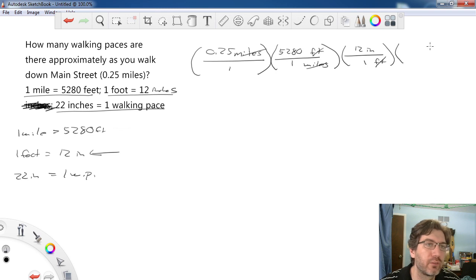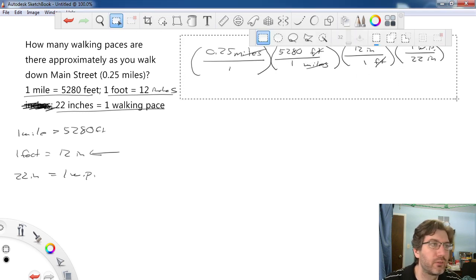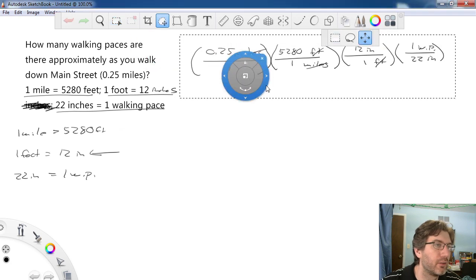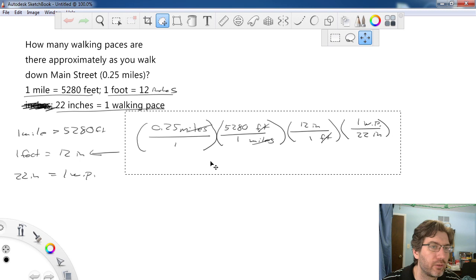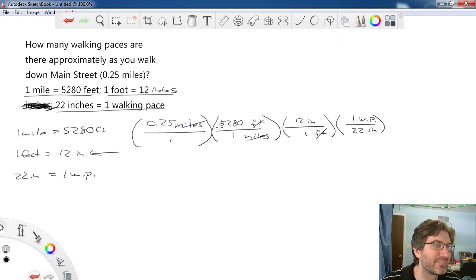Now you're getting rid of feet. You want to get rid of inches next, and you know 22 inches is 1 walking pace. I'm abbreviating walking pace as WP because I'm running out of room. Actually, we're going to move all of that down here so I have room to write the answer. So this is going to equal a fraction. Again, multiply your numerators, multiply your denominators. 1 times 1 times 1 times 22 is 22. So your denominator is 22. Those inches are canceling, you'll note there. So there's no unit in my denominator.